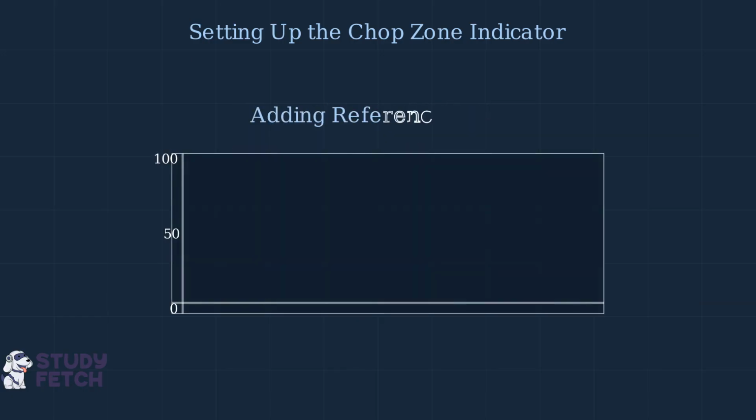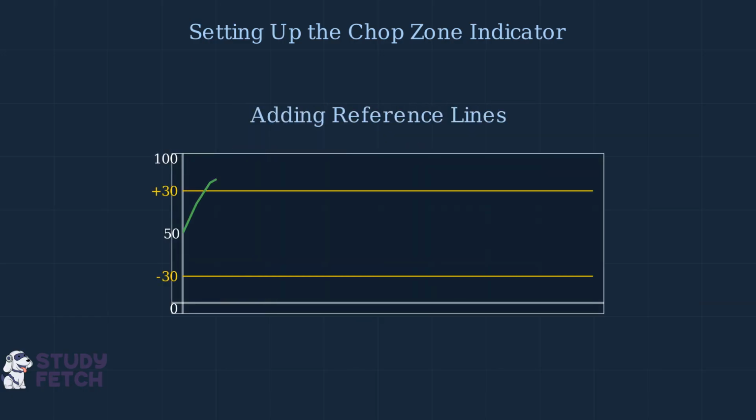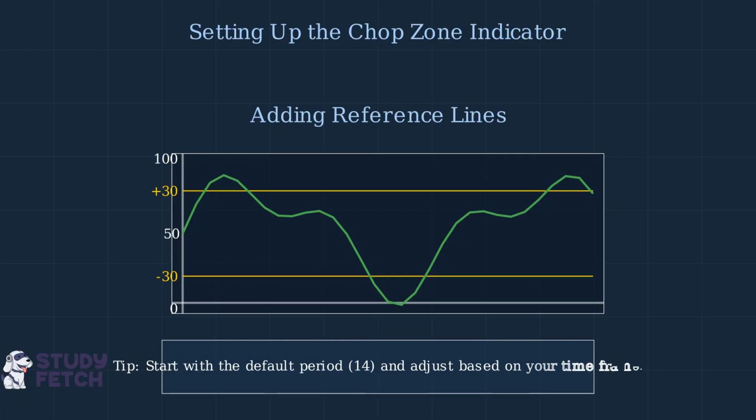Adding reference lines at +30 and -30 helps you easily identify when the market enters or exits the chop zone. These reference lines create a visual boundary. When the indicator moves between these lines, markets are choppy. When it moves outside them, markets are trending. As a best practice, start with the default period of 14 days and adjust based on your trading time frame. Shorter time frames may benefit from shorter look-back periods.